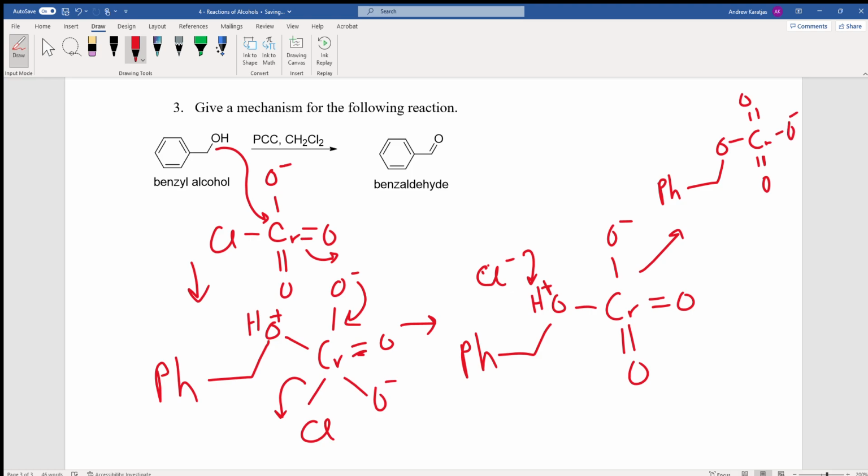And if you notice, this last step is going to look very much like an elimination, just creating a carbon-oxygen double bond instead of a carbon-carbon double bond. But again, any species that can function as a base can come in, remove this hydrogen, swing these electrons up, and kick out the chromium leaving group, and we get our product.